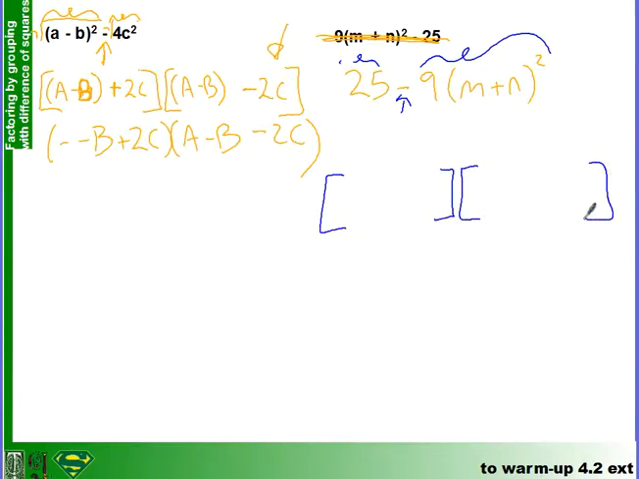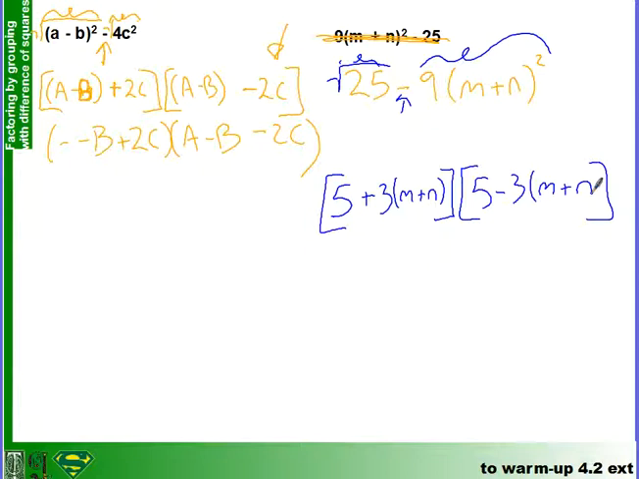We're just following the pattern that we find. What is the square root of 25? 5. To get a negative here, I have to have a plus and a minus. What is the square root of 9 times m plus n squared? 3 times m plus n. And that's not too bad, is it?